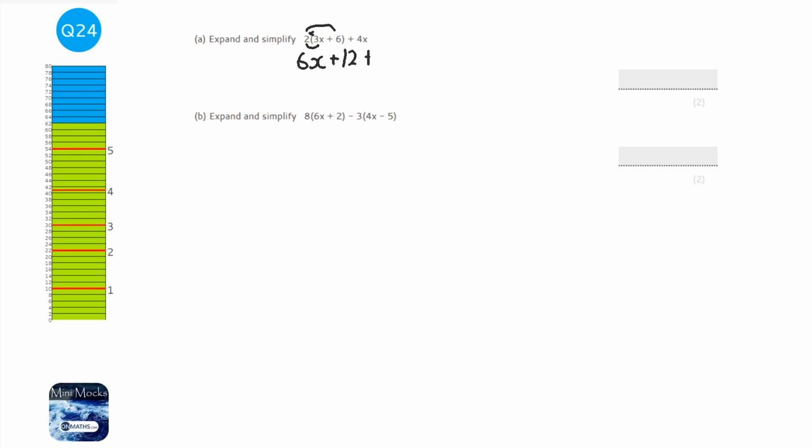Now we've still got the 4x, so I'd still need to write that down. Then I'm going to collect like terms. Now the like terms we have are the 6x and the plus 4x. So 6x plus 4x is 10x, and then there's nothing that we can do with the 12, so we just leave that. So it's 10x plus 12.